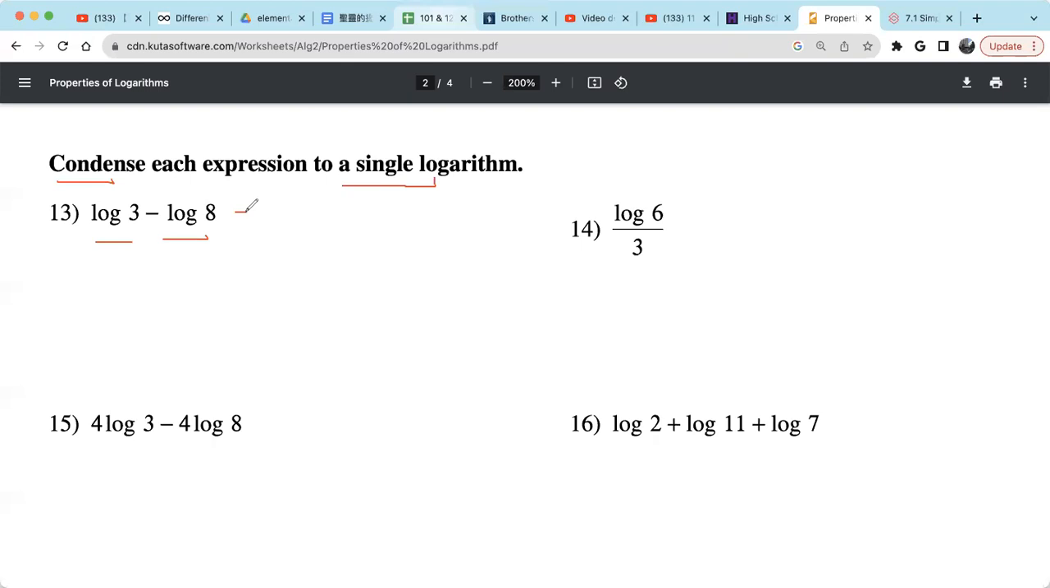Subtraction indicates division in the value. So in the single log, the positive term is the numerator. So log 3 is positive, so 3 is the numerator. Negative log a, negative, so that means a is in the denominator. And that's it. So the two logs combined to be one log with base 10, 3 divided by 8.